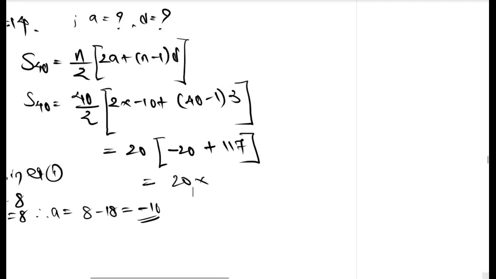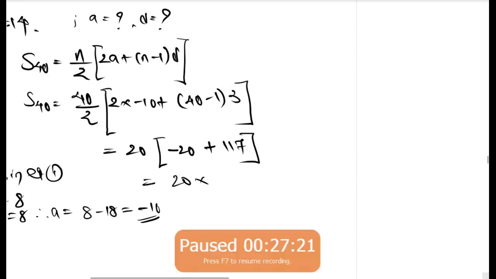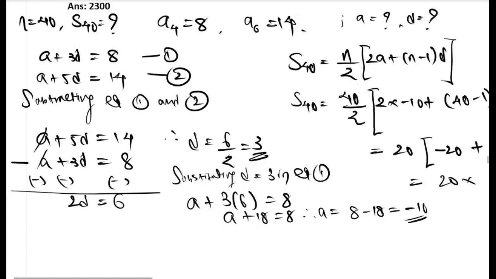A plus 3d is equal to 8. Let me check. Please let me check. Okay, I got my mistake. I had made a very silly mistake in this step. This common difference is 3. I took it as 6.